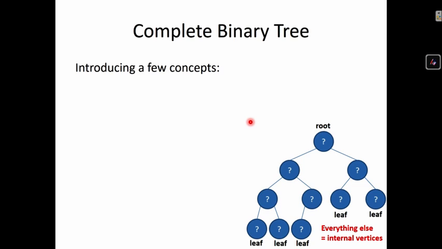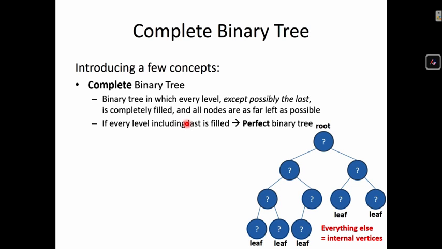Next, what is a binary tree? It's a tree where each vertex has at most two children. You can call them the left child and the right child. And what's a complete binary tree? Now you know what a tree is and what a binary tree is. A complete binary tree is simply a binary tree where every level, except possibly the last level, is completely filled, and all nodes are as far left as possible. That's the definition of a complete binary tree.